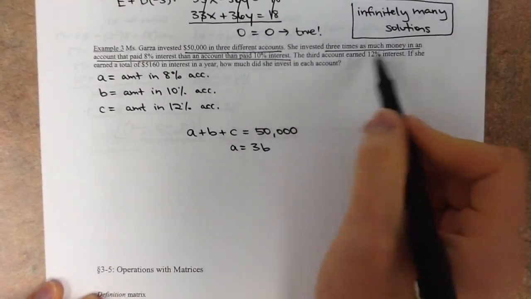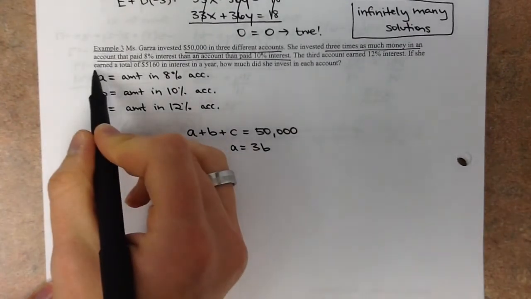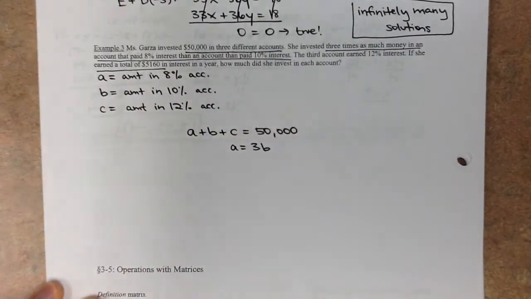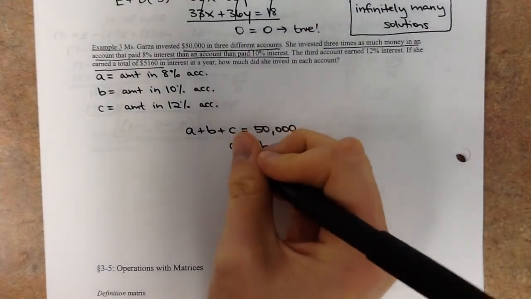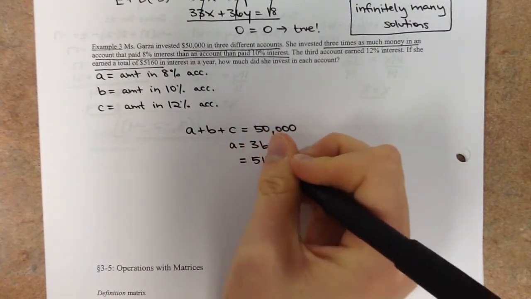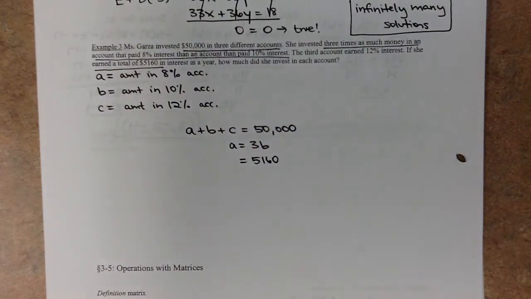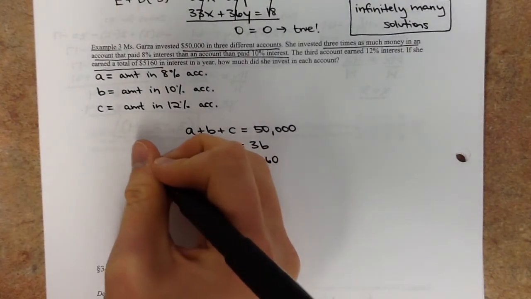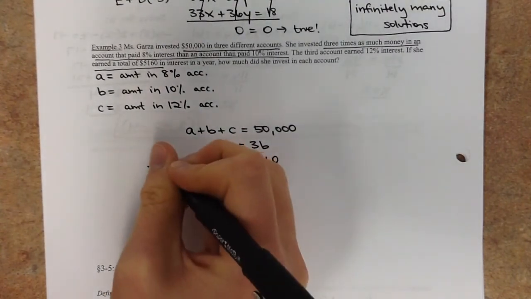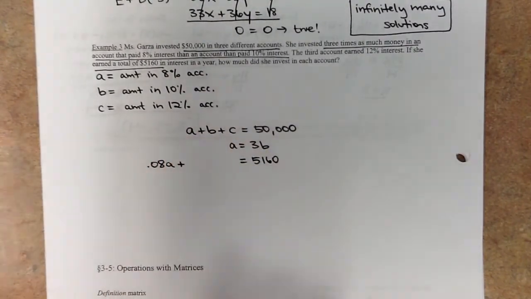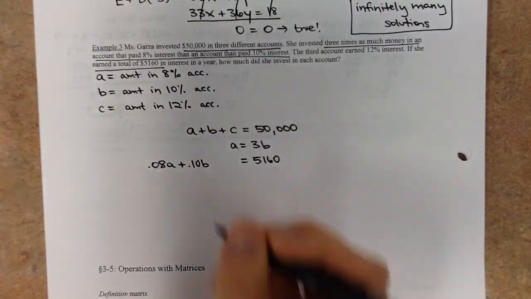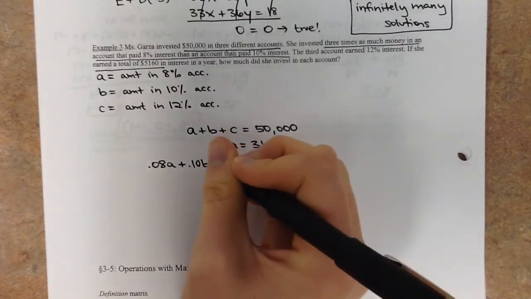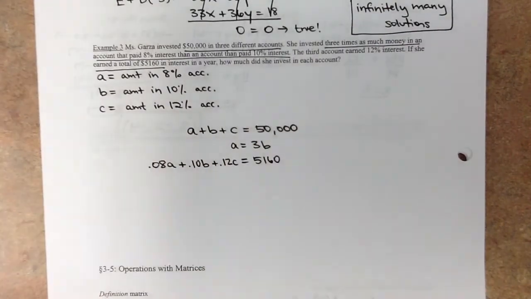The third account earned 12% interest. If she earned a total of $51.60 in interest, how much did she invest? So this one's going to be a little tricky. This equation is going to represent the amount of interest. So 8% interest for account A, we would write 0.08 for 8% times A, and then plus for the 10%, she made 10% interest off account B, and then plus she made 12% interest off of account C.